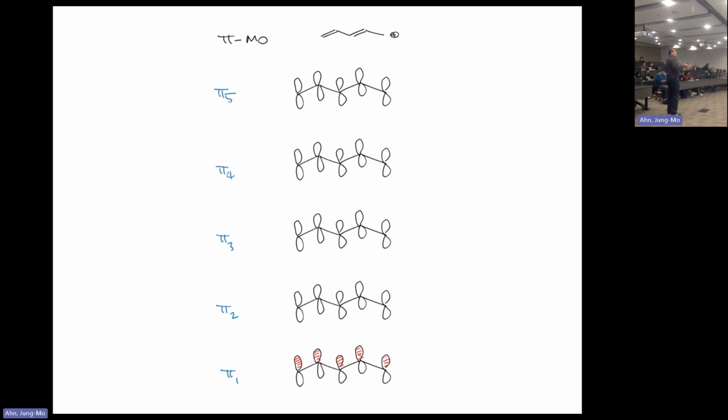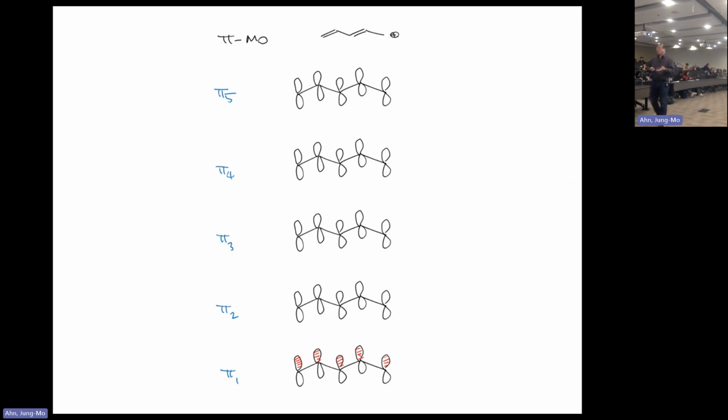In a way, pi 5 is also very simple to predict because that's going to have a node in every bond. But we will do that later. Anyway, pi 1 is the one that has no node. So you've got the exact same phase throughout. But what's going to be the pi 2? To draw the pi 2, we need to place a node, and that's the way the energy goes up. But where are we going to place a node? As I said, we're going to consider symmetry.